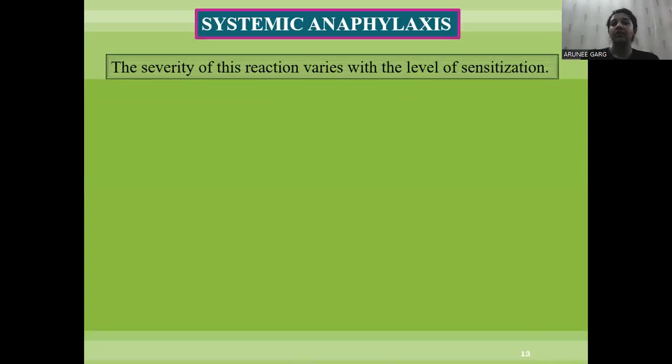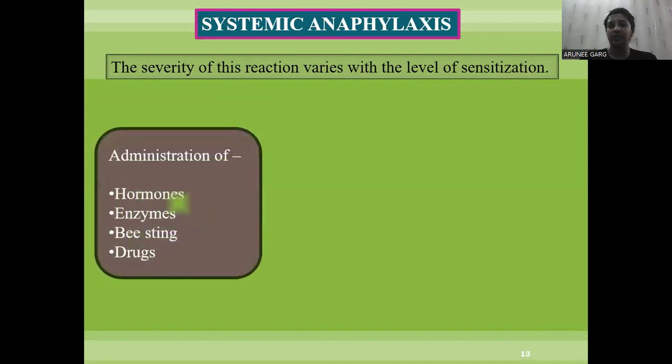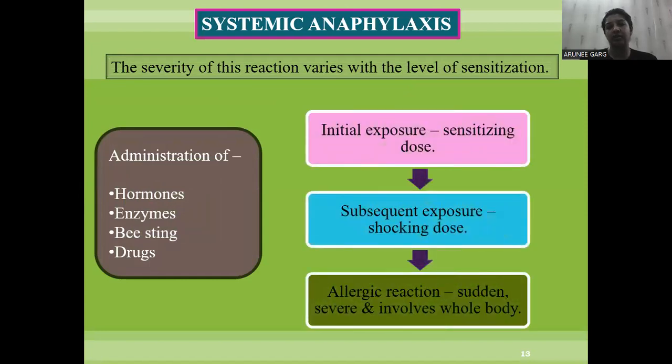Now, the severity of this systemic anaphylactic reaction varies with the level of sensitization. Administration of hormones, enzymes, bee sting, and drugs can cause a systemic anaphylactic reaction. The initial exposure or the first dose is called a sensitizing dose, and it causes sensitization. The subsequent exposure or the second dose is called a shocking dose, and in this, the allergic reaction is sudden, severe, and involves the whole body.